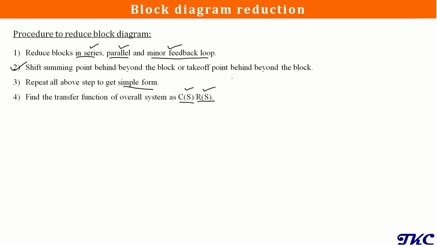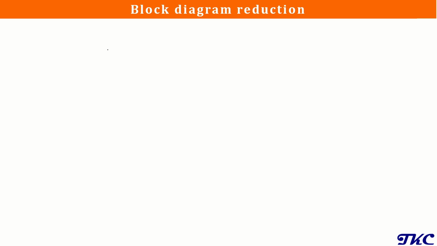So we have to search for blocks in series, blocks in parallel or minor feedback loops. If we have them, we apply the corresponding rules to reduce them. If we do not have these blocks, we need to apply other rules to create them. Again we can simplify it to get the simple form, and later on we can get the overall transfer function of the system. So let's solve the first problem on block diagram reduction.